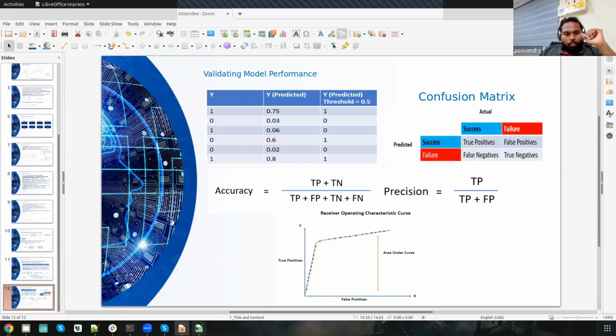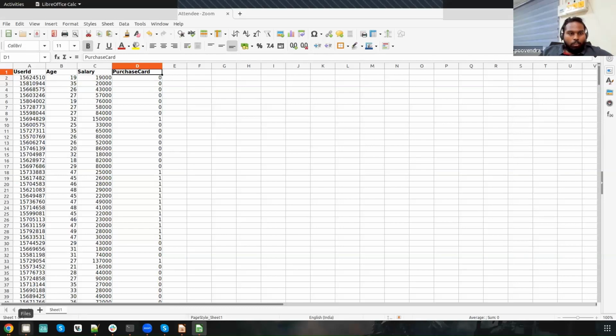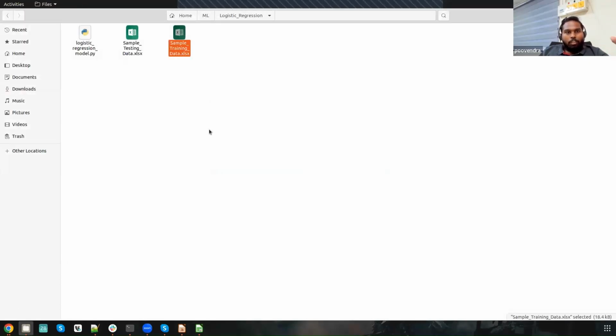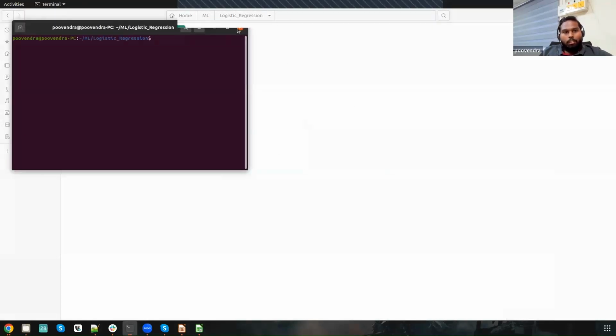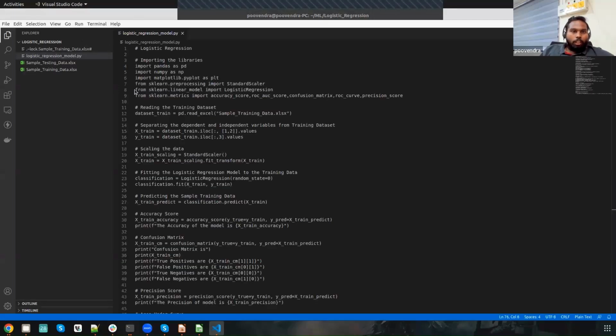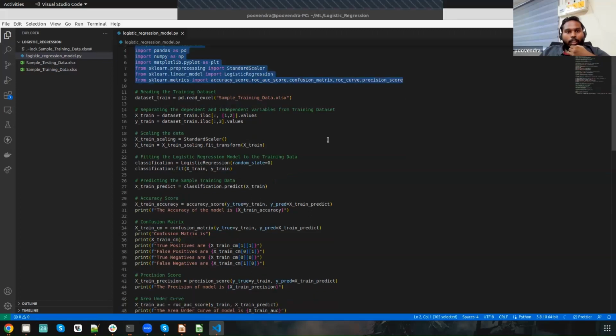Just 2 minutes, I will explain the use case here. So here is the same model. I'm just importing the libraries, and I'm taking the training data set, like yesterday. As I told you, those are the steps in model building and training: you do the pre-processing, and at the end you do the prediction.